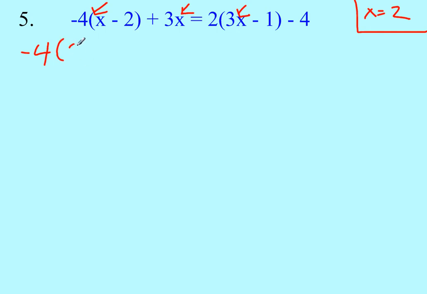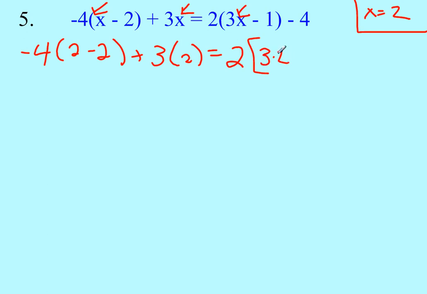So negative 4 times 2 minus 2, 3 times 2. You put a dot there if you want. Don't put an X though for times. Just put a dot or parentheses. 2, and I'm going to put a bracket here in place of these parentheses, because I have a 3 times 2 here. And you might put parentheses there. Minus 1. Doesn't matter if you put bracket or parentheses.